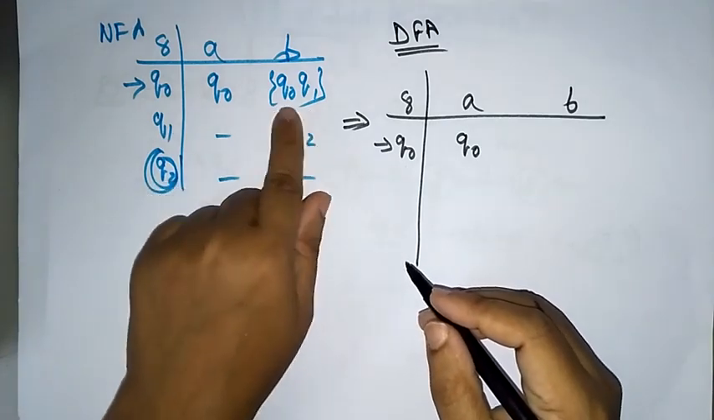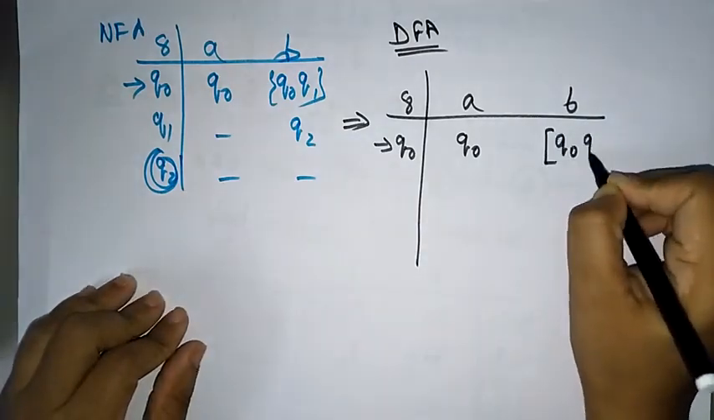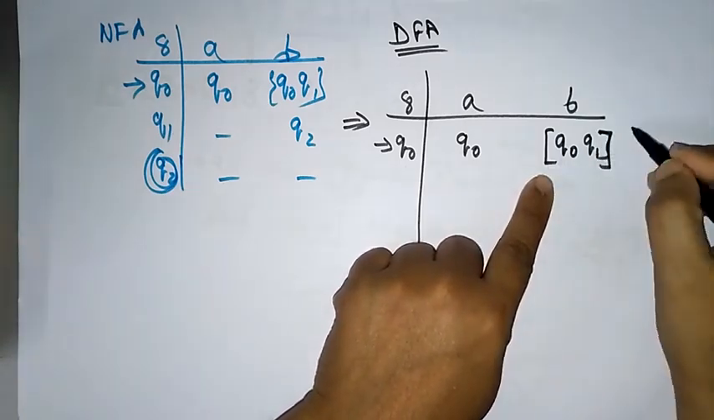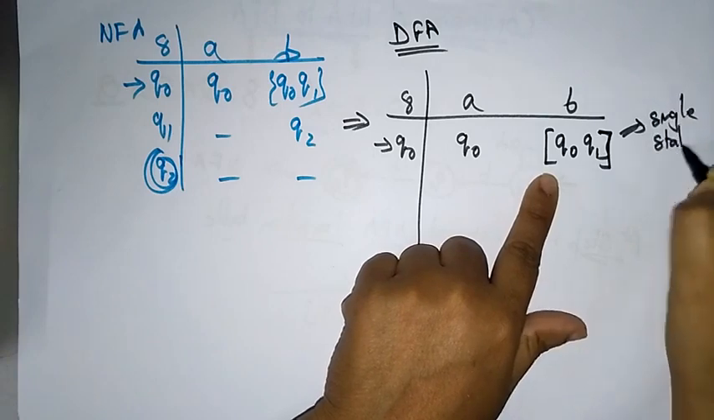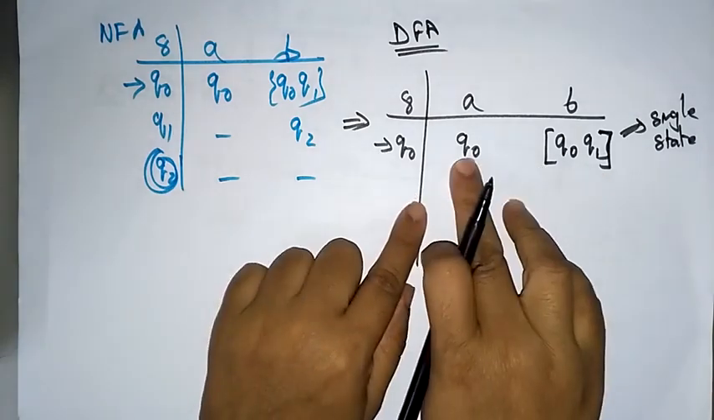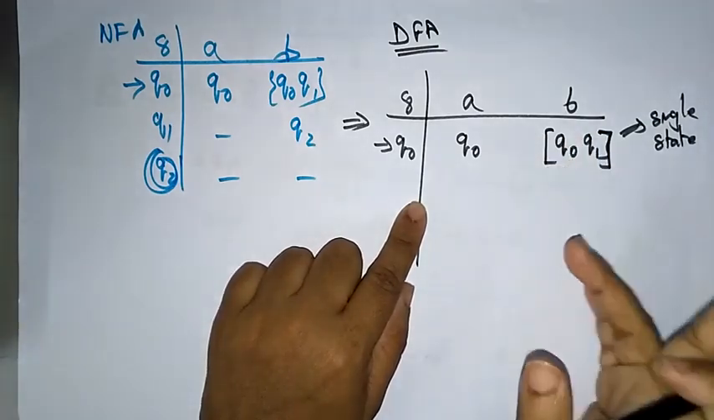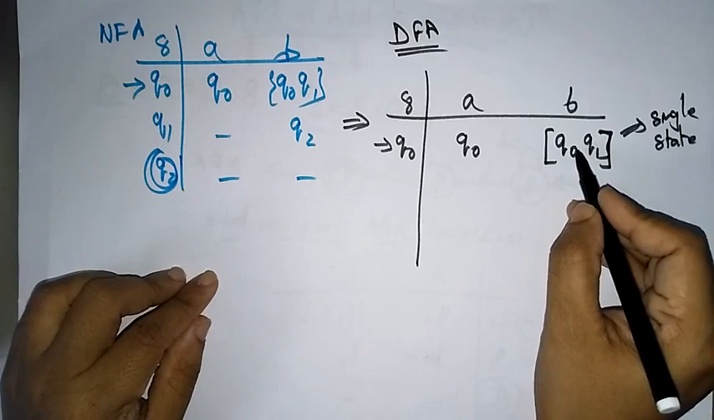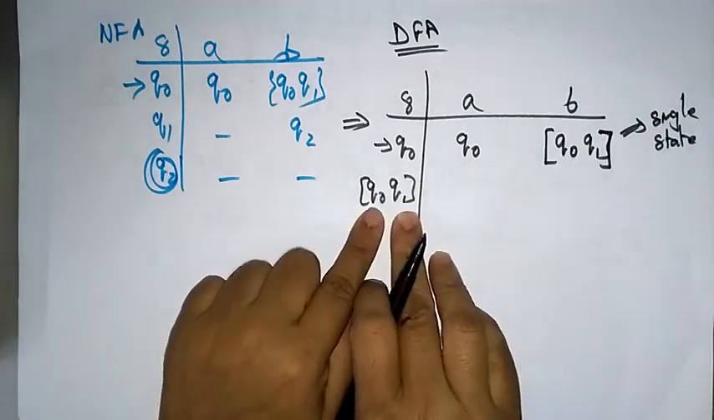So let me take these multiple paths as a new state. I am representing the new state as [Q0, Q1]. It's a single state, not multiple states. To represent the single state, I am taking these type of brackets. So Q0 and Q1 both I am taking as a single state. Here the Q0 row is completed. Now take Q0, Q1 because this is a new state.